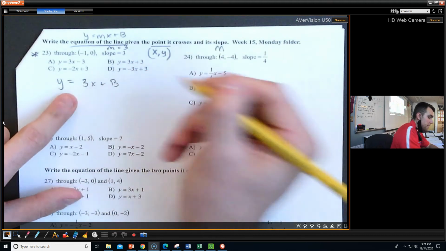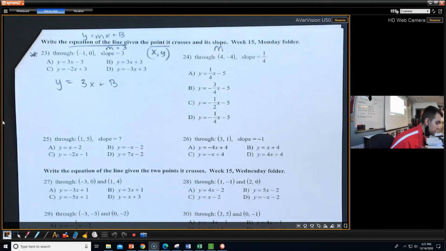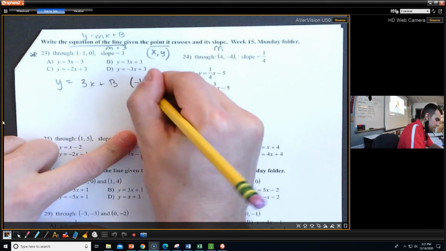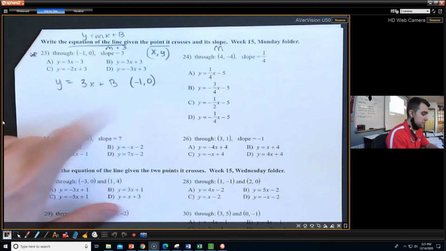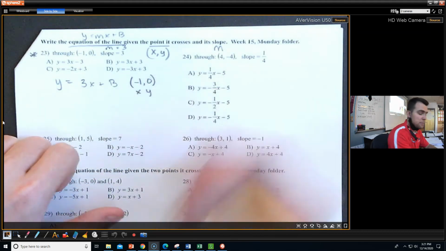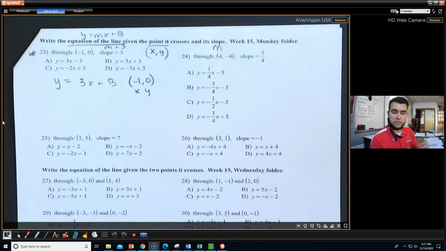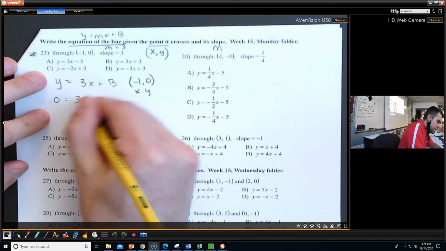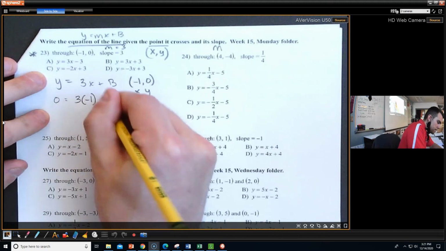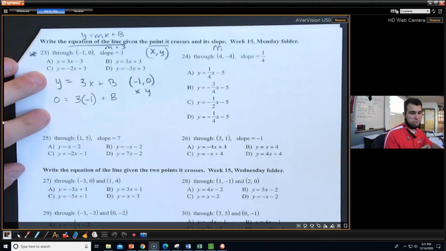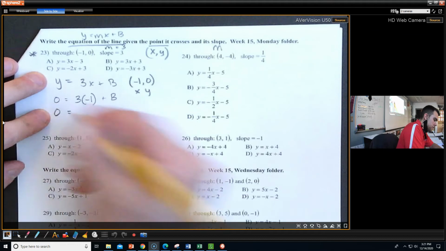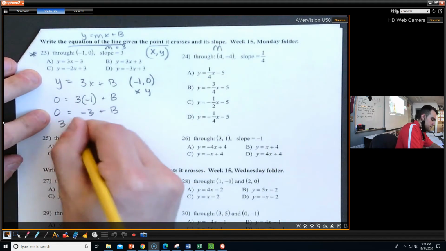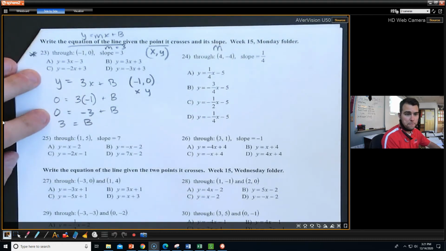Now I just need to find my b. Okay? Well, to find my b, my y-intercept, that's where my point, negative 1, 0, comes into play. Because this is an xy point, I can plug it in for x, y, and solve for b. If I do this, I get 0 equals 3 times negative 1 plus b. And from there, it's not too bad. 0 equals negative 3 plus b. So if I add 3 to both sides, 3 is going to equal b.